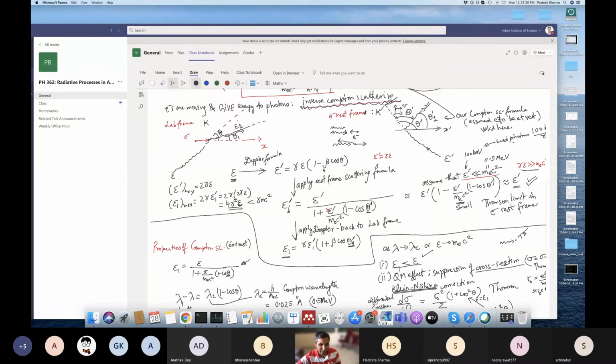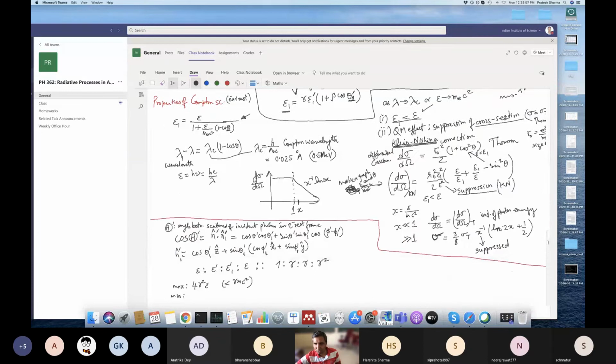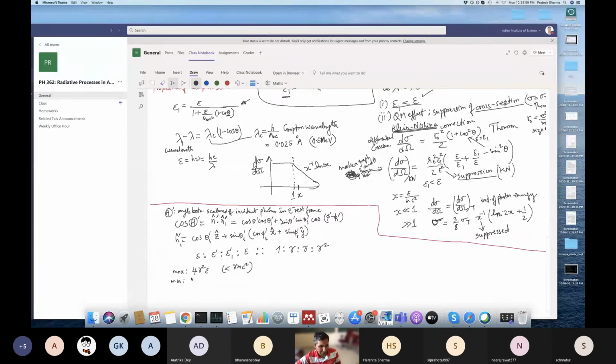Basically what happens is epsilon prime becomes gamma epsilon (1 minus beta), and that 1 minus beta is 1 by 2 gamma squared. So this becomes epsilon by 2 gamma, and the same way the second transformation will bring out 1 by 2 gamma again. So you have 1 by 4 gamma squared. So the minimum energy is epsilon by 4 gamma squared, right?